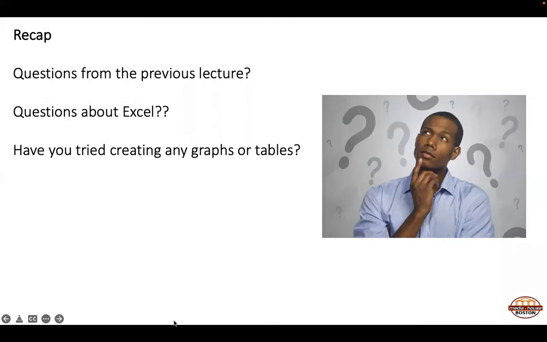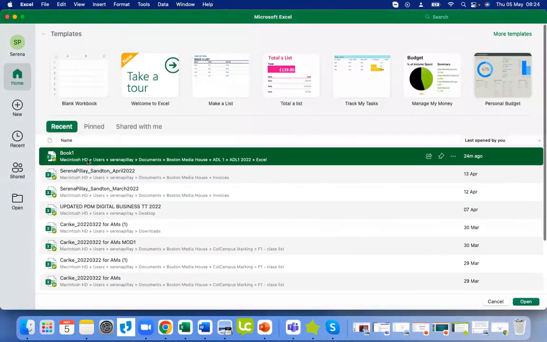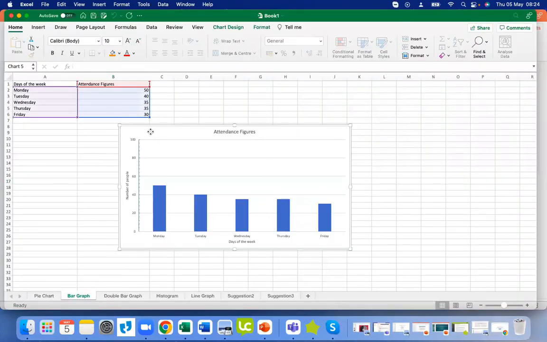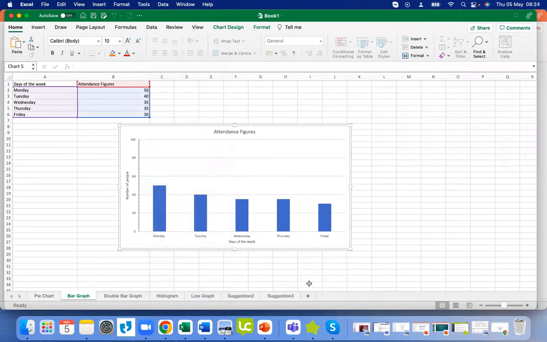Yes, Noboshle? Ma'am, I wanted you to please explain again how we move the graph from Excel to Word. Okay, because we're using Word. All right, let me just go to that quickly. I'll open up my Excel document here. It's fairly simple, but I will show you. What you've got to do is click here and say copy. That's it. You're copying information and then transferring it to a Word document.